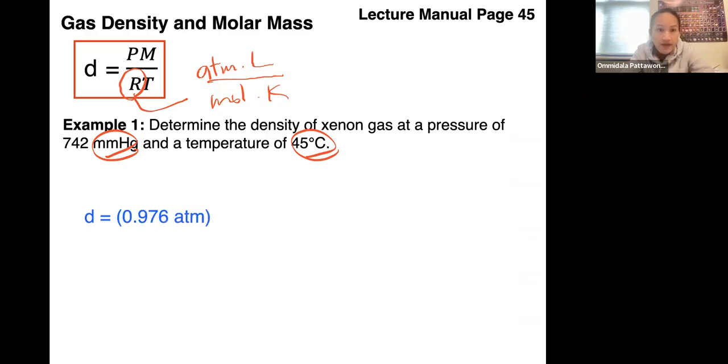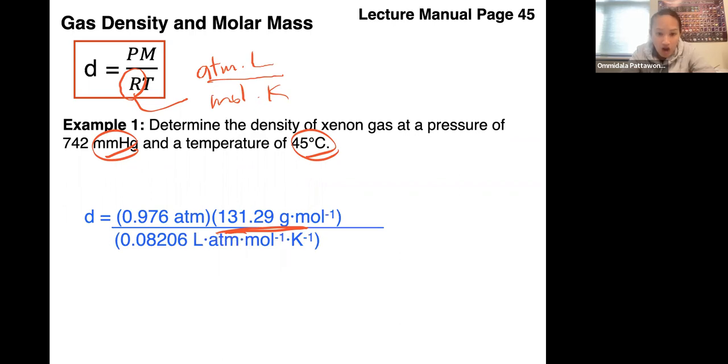Okay, so that means in this case, if you do that correctly, you're going to get pressure in atm times the molar mass of xenon. If you look at the molar mass from the periodic table, this is the molar mass of xenon. And then divide that by R constant times temperature.